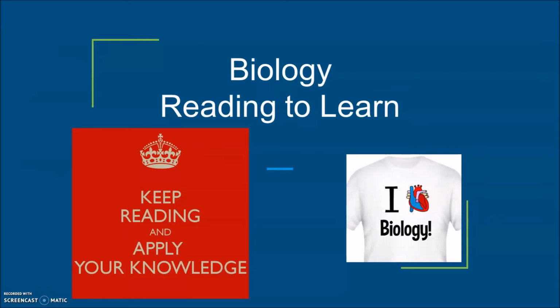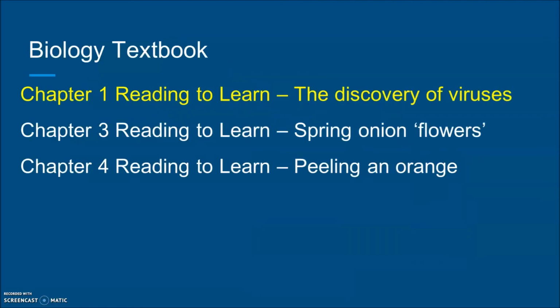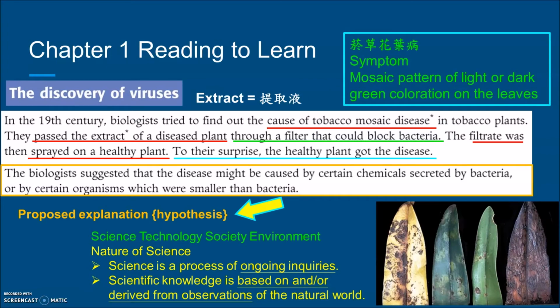In this video, I'm going to talk about the Chapter 1 Reading to Learn, and the topic is the discovery of virus. Before I talk about the paragraph, I would like to talk about the disease first. The disease we are going to talk about is the tobacco mosaic disease. In this diagram, you can see the symptoms of this disease.